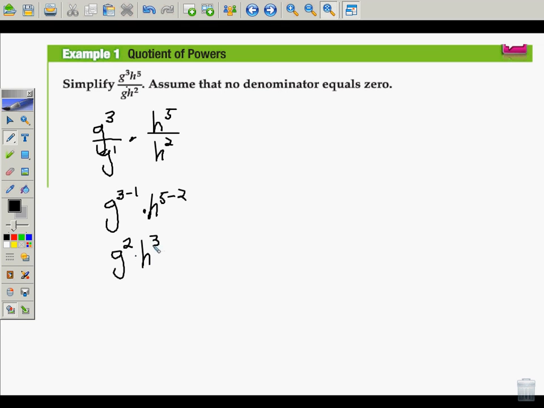And that's all you have to do. It's just the exact opposite of what we talked about in the last lesson. Multiply, add exponents; divide, subtract exponents.